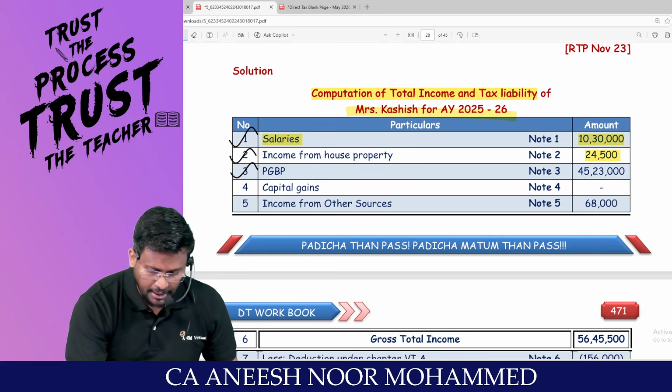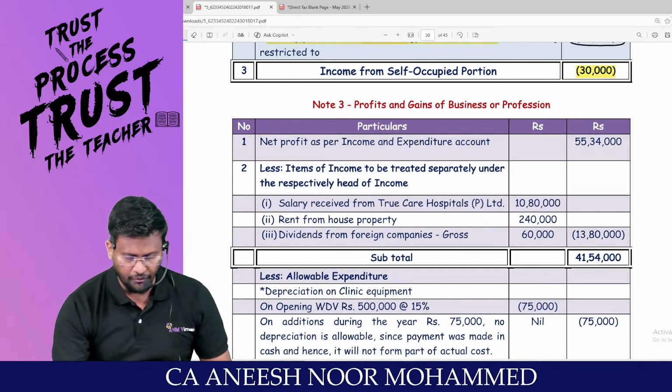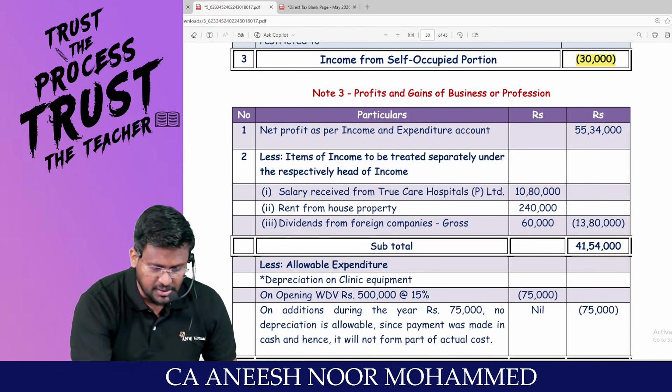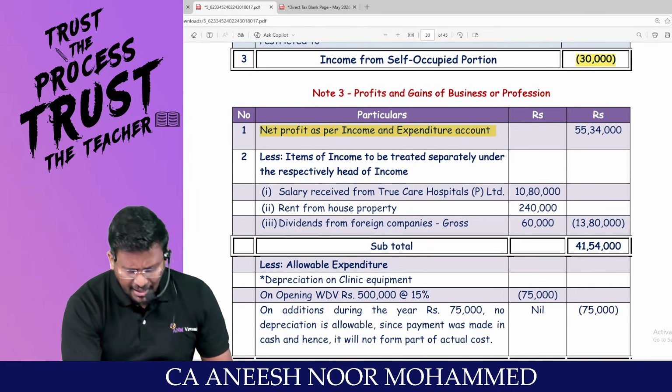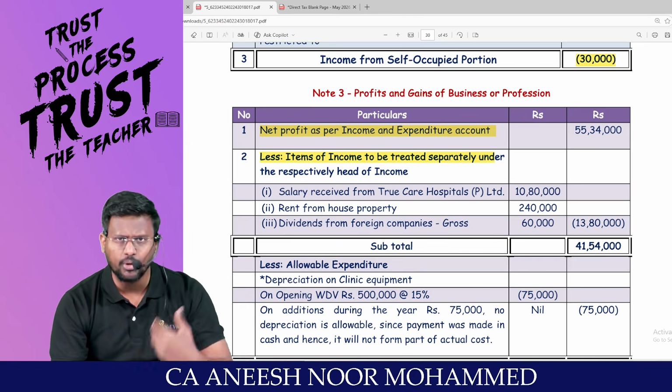Coming to the real PGBP. Sir, can we do PGBP? We have to start with the net profit. Sir, this net profit contains impurities, right? Less, sir, this income has to be taxed under other heads of income. These are impurities for the PGBP.